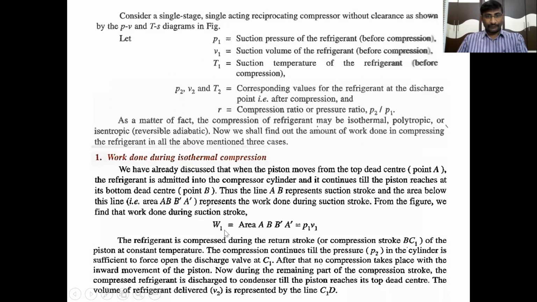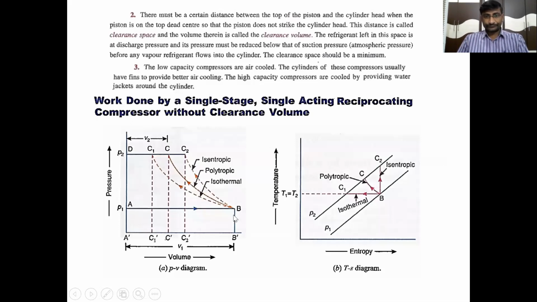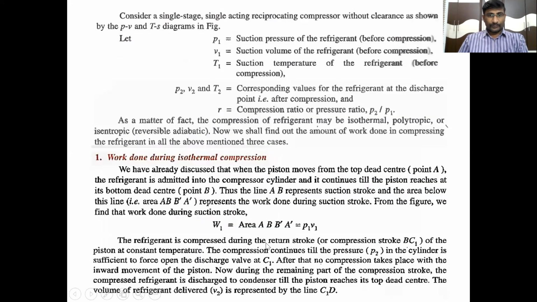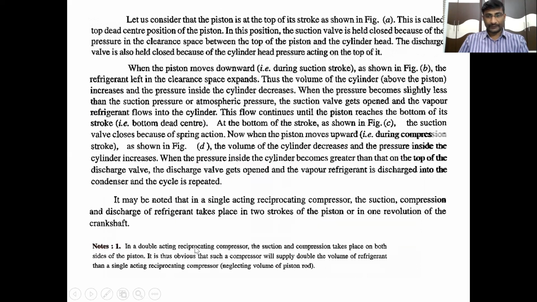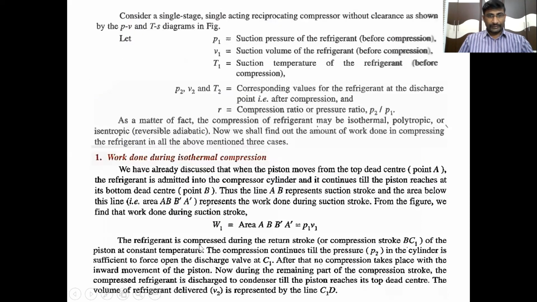This is W1. Area A, B, B dash, A dash is equal to P1 V1, because it is a rectangle. P1 is the pressure and V1 is the volume. So W1 is the area under line AB, that is P1 V1, because the height is the pressure P1 and V1 is the volume from A to B. The area of the rectangle is height into length, that is P1 V1. Clear? Then the refrigerant is compressed.